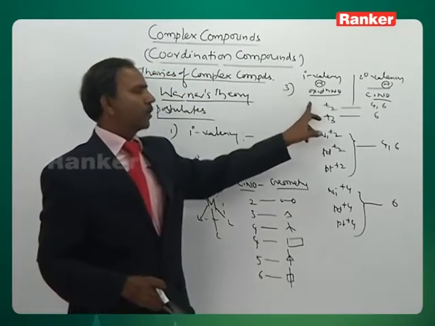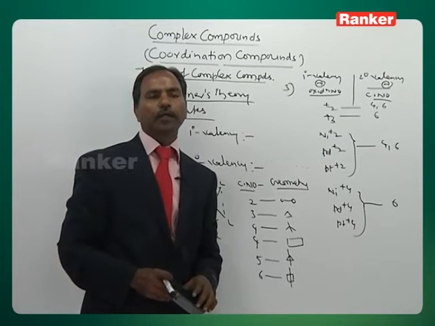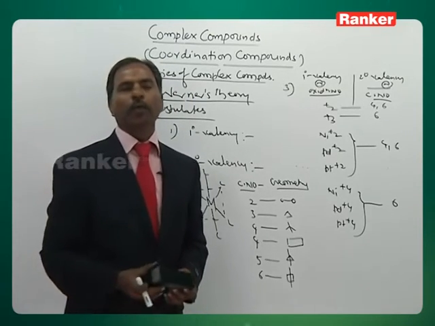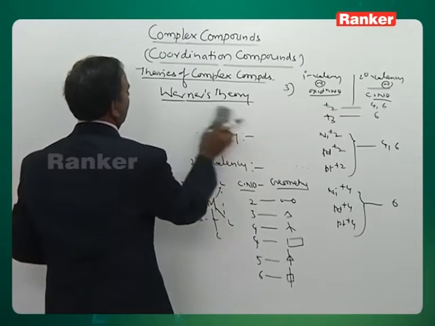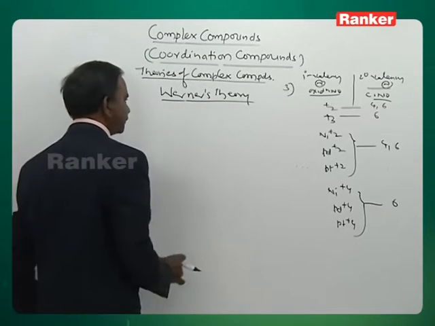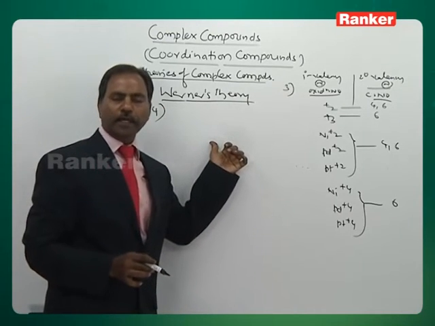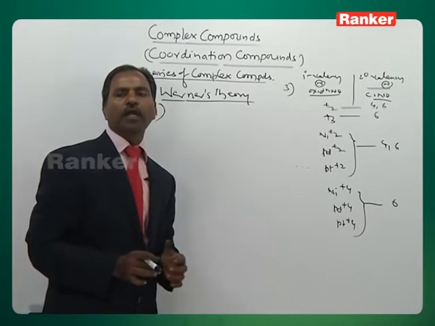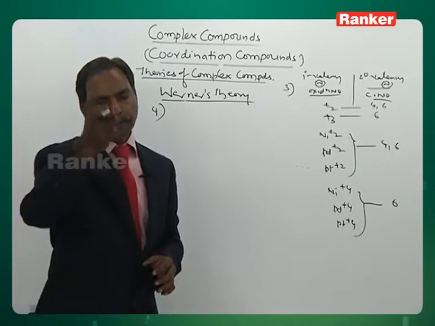Like this, for a fixed primary valency or oxidation number, there will be a fixed secondary valency or coordination number. Last postulate: how to write the structure of a complex according to Werner theory. What is the fourth postulate of Werner theory? While writing the structure of a metal complex, the ligands which are linked by the primary valencies are shown by dotted lines, and the ligands which are linked by secondary valencies are shown by a solid line.